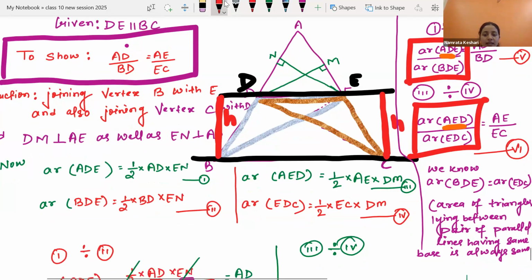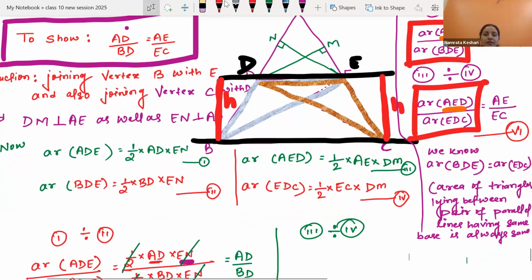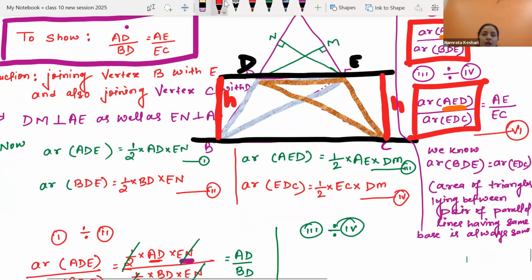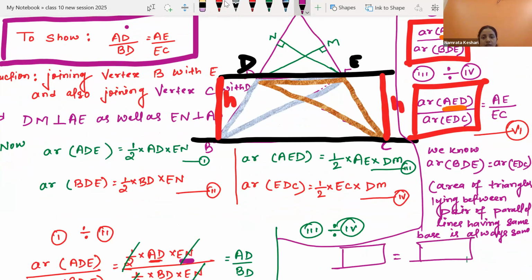You are not understanding what I am talking about, let me write it. From here, we are going to write that since that rectangle is equal to this rectangle, the red one, therefore AD by BD is equal to AE by EC. Got it?